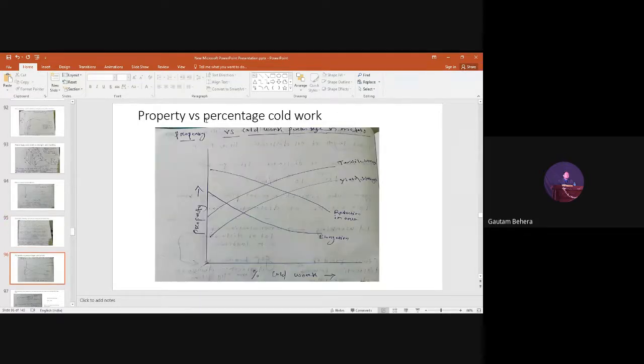Okay, fine. You can see the property in this axis, and we have percentage cold work in this axis. That means the percentage cold work is increasing in this direction, and the properties are shown over here. You can see with increasing percentage cold work, the yield strength is increasing and the tensile strength is increasing, right? But the ductility, which is shown by the reduction in cross-sectional area, is decreasing. Again, the ductility, which is shown by elongation, is also decreasing, right? Strength increases, ductility decreases with percentage cold work.